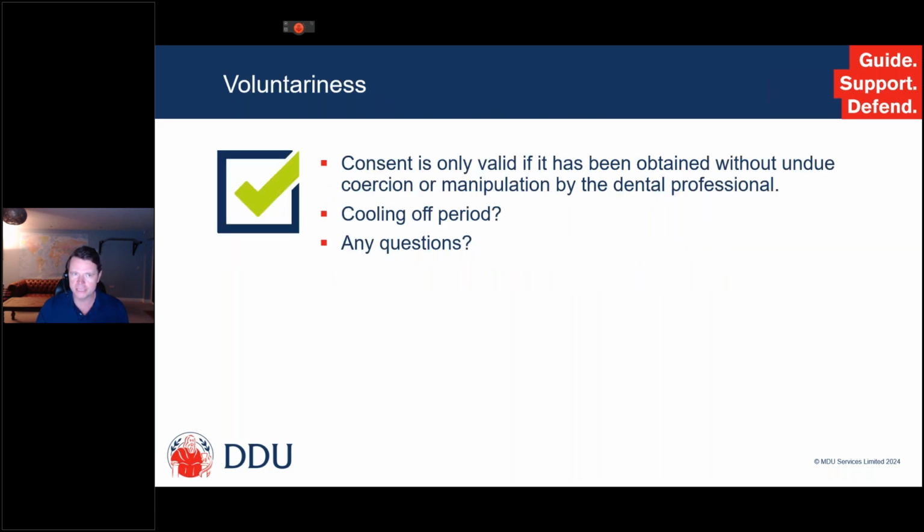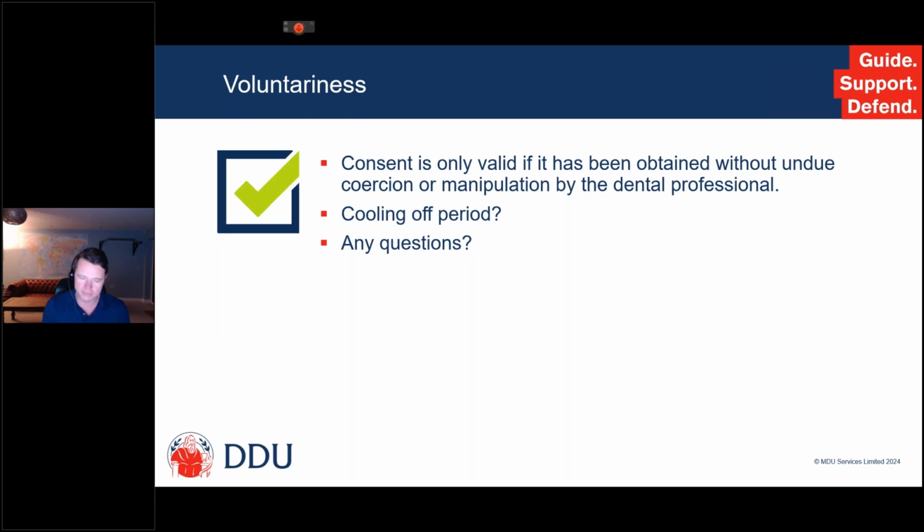So voluntariness: consent is only valid if it's been obtained without undue coercion or manipulation. So the patient shouldn't feel as though they're under any pressure to go ahead. And of course, they might feel that they're under pressure or they're being coerced, where it might be entirely unintentional from our perspective. So things to think about is giving patients what's called a cooling off period before you actually start the treatment.